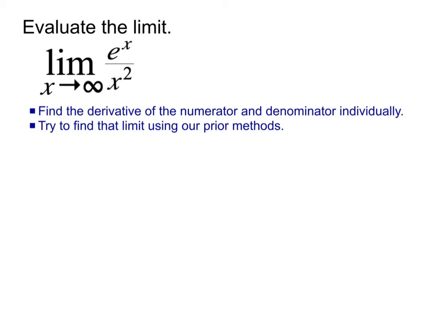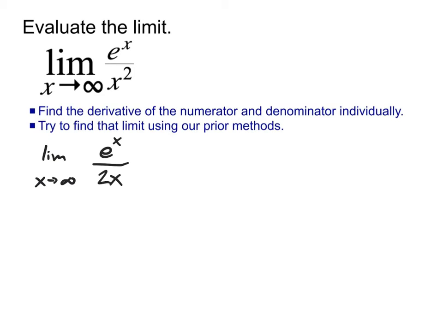So the first thing that we're going to be doing is we're going to find the derivative of the numerator and the denominator individually. So in order to write this properly, yes, I do carry down the limit. So the limit as x is approaching infinity. And I do the derivative on the top. Derivative of e to the x is e to the x. And then derivative on the bottom is 2x.